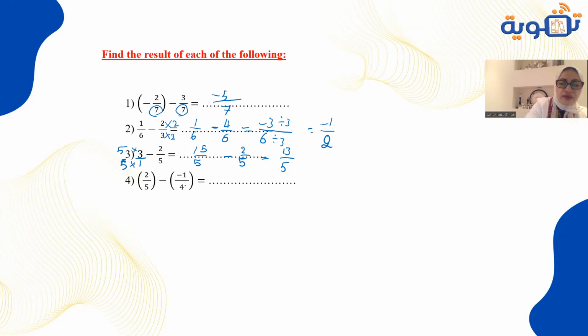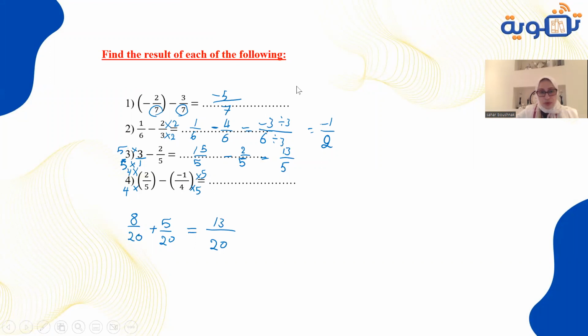2 over 5 and negative 1 over 4, they are different, so I'll make the same denominator: multiply the first fraction up and down by 4, and the second fraction up and down by 5. Then this will be 8 over 20, minus negative, it will be positive, 5 over 20. Now I can add them directly. They will be 13 over 20, and it's in the simplest form.